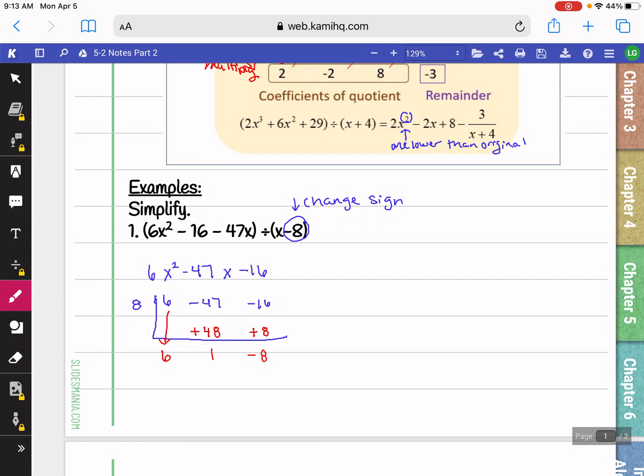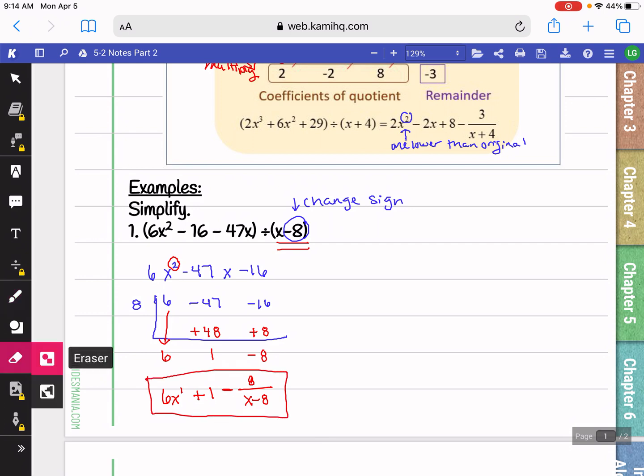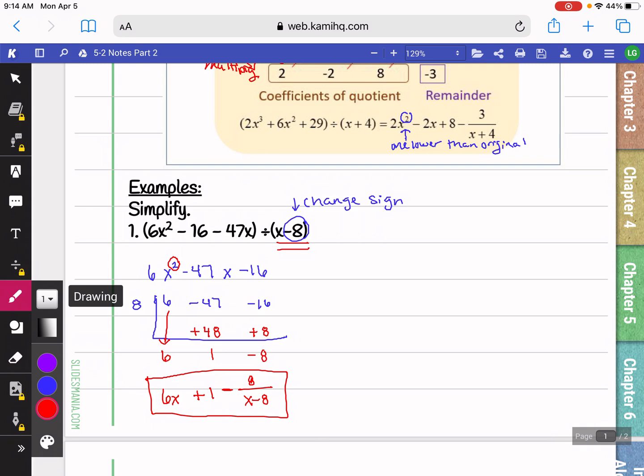Since this problem started with an x squared, if I go 1 lower, my final answer is going to start with x to the first. So I have 6x to the first, then a positive 1, and then my remainder is negative 8. So I'm going to put minus 8 over, and remember this is always our denominator in our remainder. So I have 6x plus 1 minus 8 over x minus 8. And remember this 1 can be invisible.